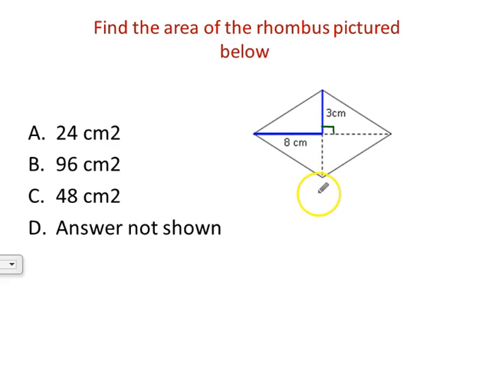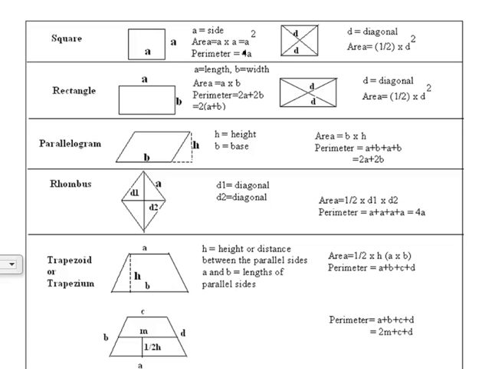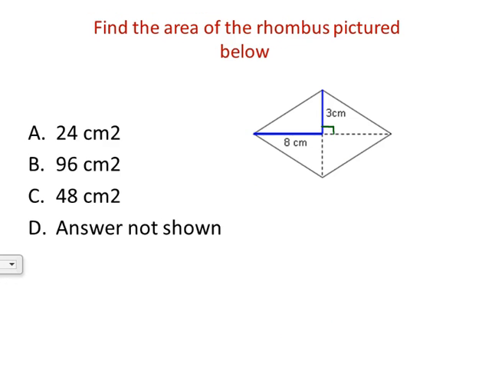We need to find the area of the rhombus. So if we go back to find the area of a rhombus, the area of a rhombus is the same thing that we just did. Not the diameter, I'm sorry. The diagonal times the diagonal divided by 2. So let's go back here. To find the area, we need to take the diagonals and multiply them times each other and divide that by 2. Do we have the lengths of our diagonals?